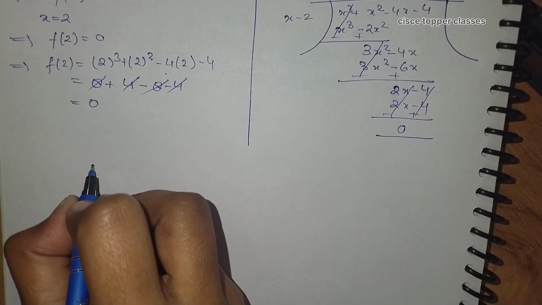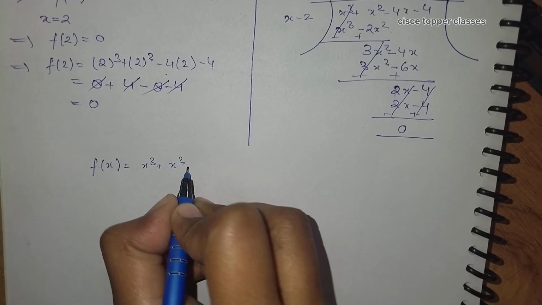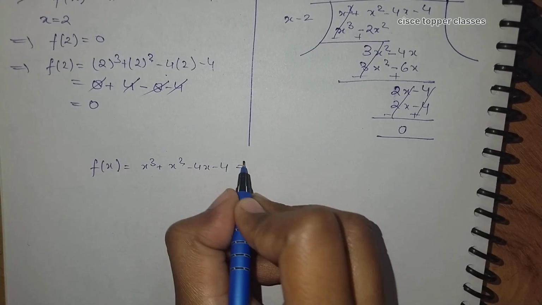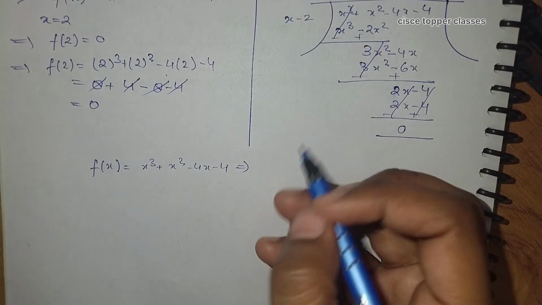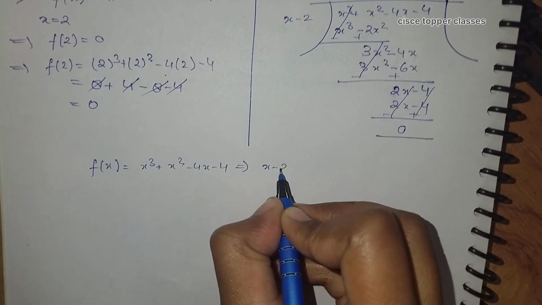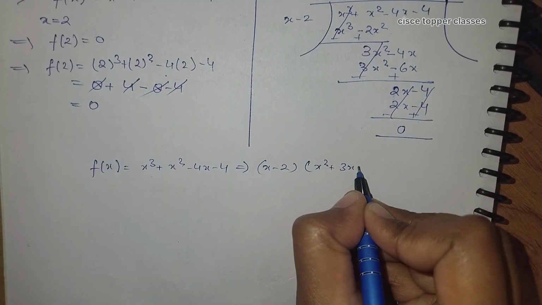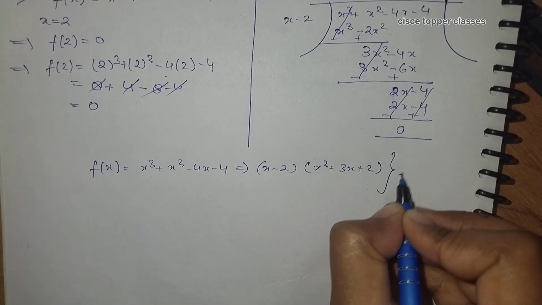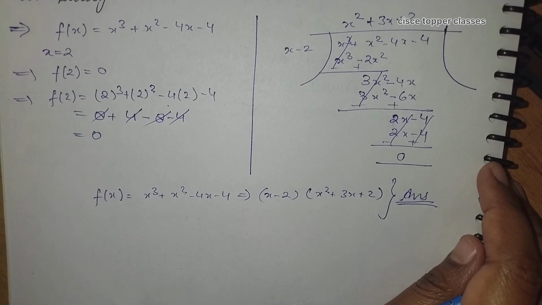From there we can get, on factorizing f(x), this polynomial x cube plus x square minus 4x minus 4, because the remainder is 0, hence this g(x) into f(x) we can write. So x minus 2, the divisor, and quotient x square plus 3x plus 2. So this is the final answer in this question, and this is the solution of question number 12.